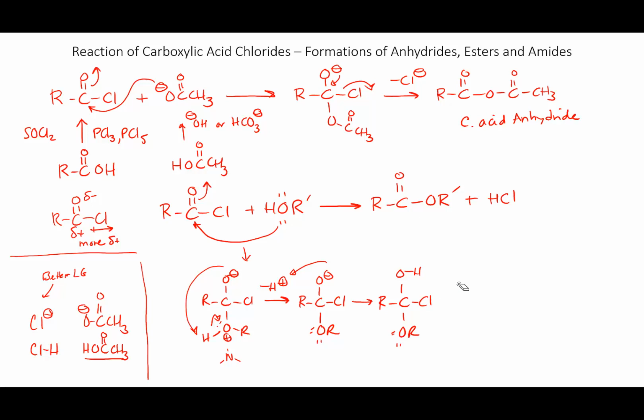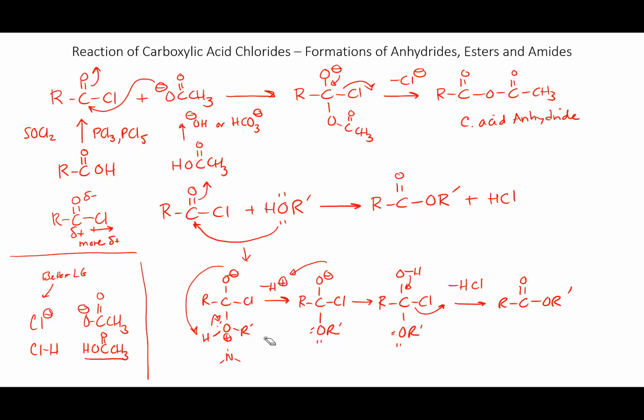Great. Okay, so now what happens? And there's no extra H plus in here. So what happens now? This pair of electrons comes down here. We lose the chloride, so I'm going to lose net HCl. Reform the carbonyl. And then all of these R's, I call them R primes because they could be different. So I'm going to form the ester that way.